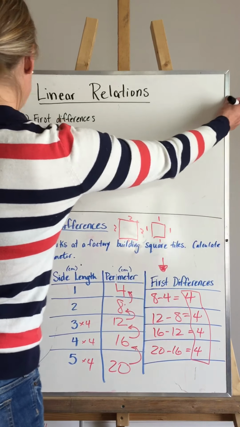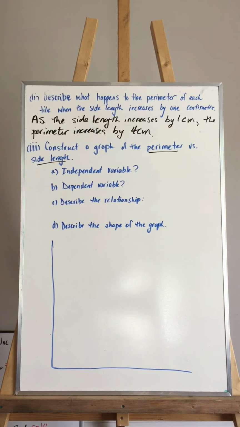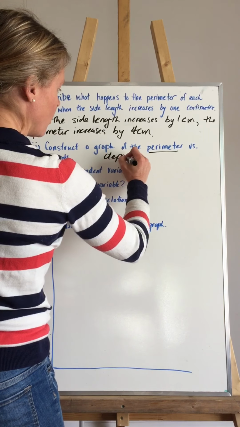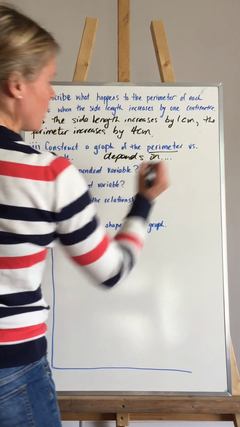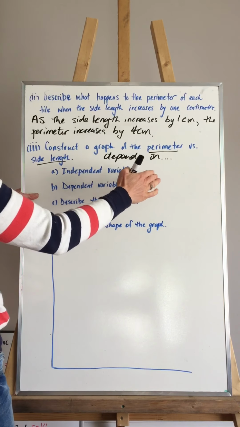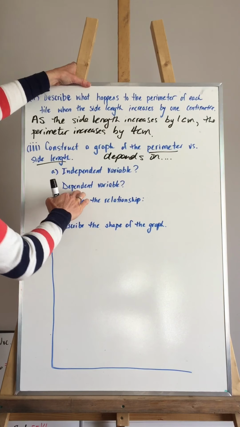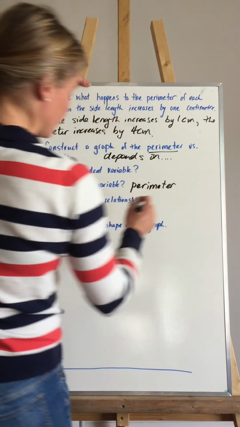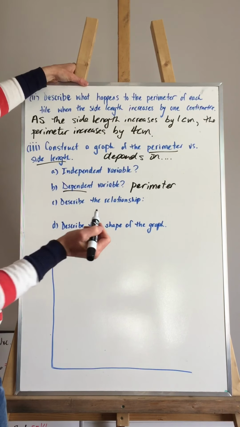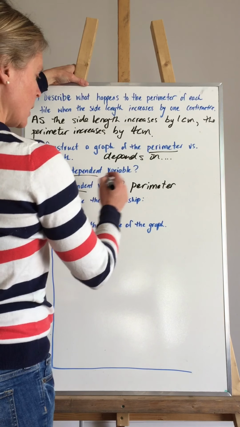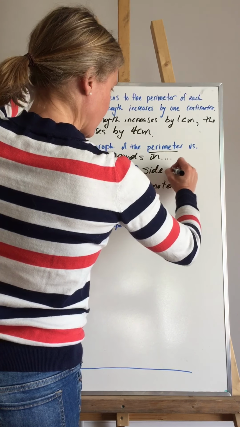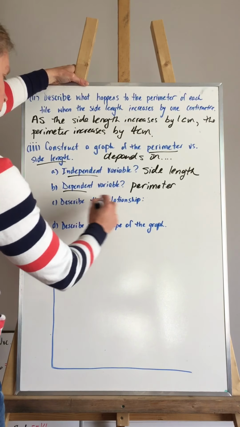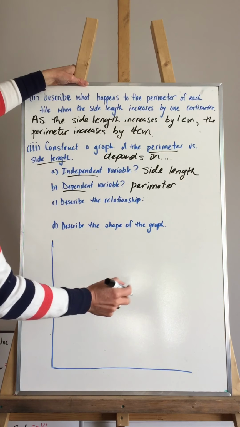Remember the statement from when we were going over our graphing: depends on. Whichever one depends on the other will be the dependent variable. So our dependent variable is the perimeter. It's often easiest to figure out which is the dependent variable, and then obviously the other one is the independent. So side length is our independent. Describe the relationship? Well, we'll describe the relationship after we graph this.